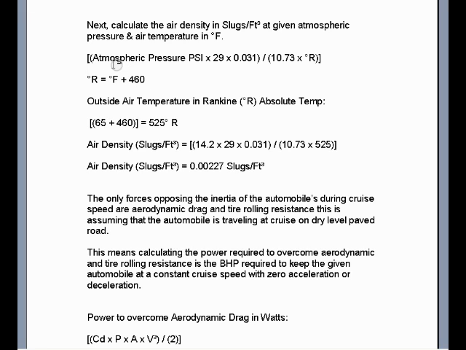So now we use this formula here: the atmospheric pressure in PSI times 29 times 0.031. Take that quantity and divide it into the ideal gas constant for air, which is 10.73, times the absolute temperature in degrees Rankine. When we do so, we get an air density of 0.00227 slugs per cubic foot when the vehicle is driving in 65 degree Fahrenheit air at an elevation of 940 feet above sea level.